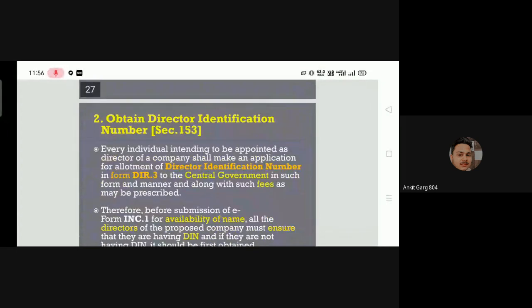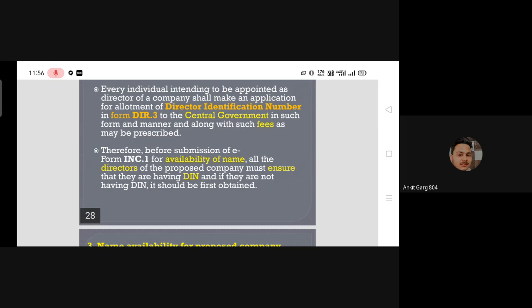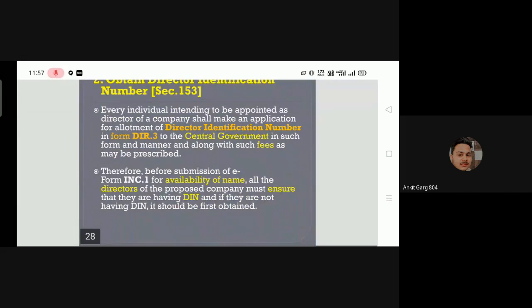Second, we have to obtain the Director Identification Number under section 153. Every individual intending to be appointed as a director of the company shall make an application for allotment of DIN in form DIR 3 to the central government in such form and manner and along with such fees as may be prescribed. Therefore, before submitting e-form INC 1 for availability of name, all the directors of the proposed company must ensure that they have a DIN. And if they do not have a DIN, it should first be allotted. This is a very compulsory step. Without obtaining a DIN, there cannot be formation or incorporation of the company.